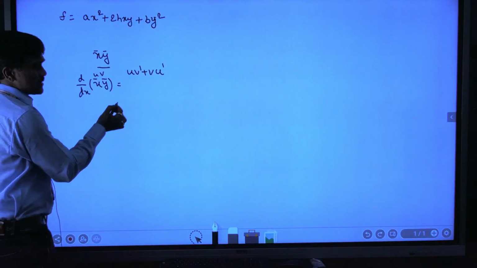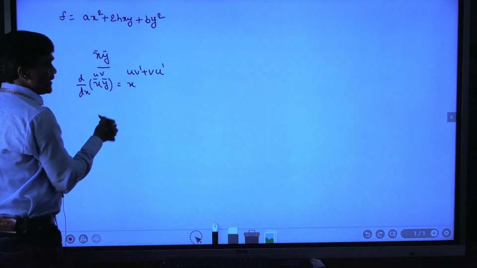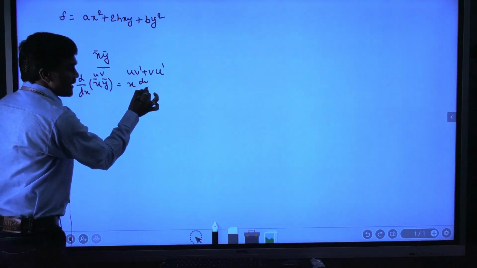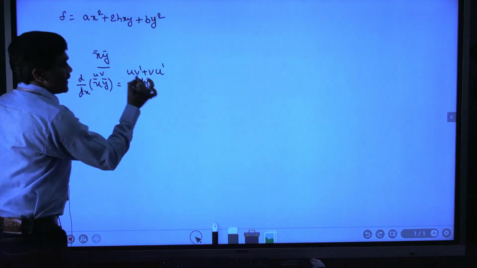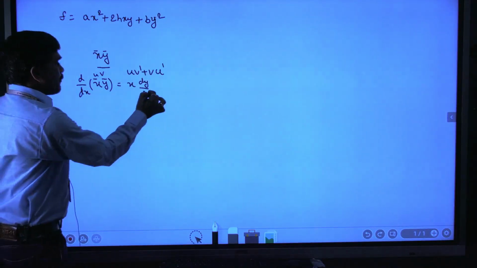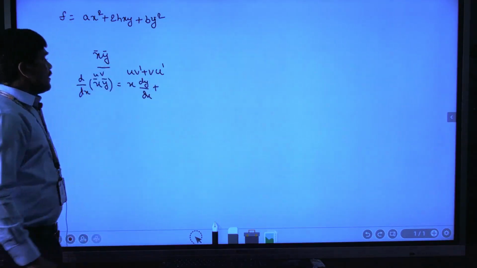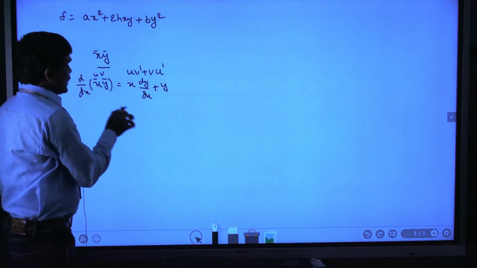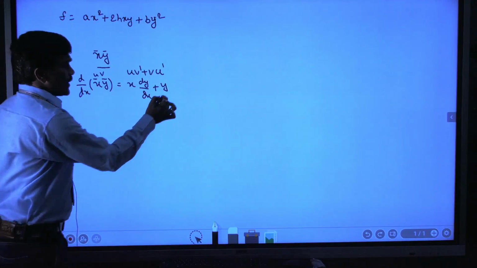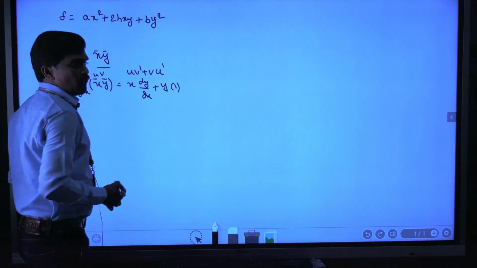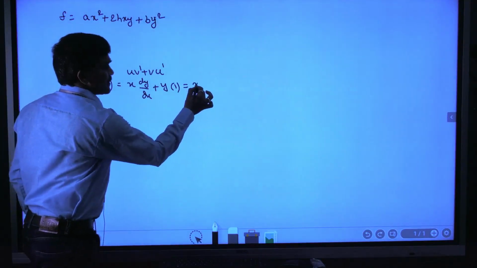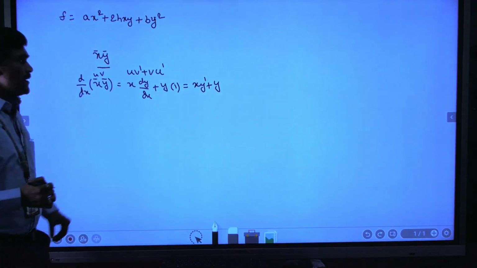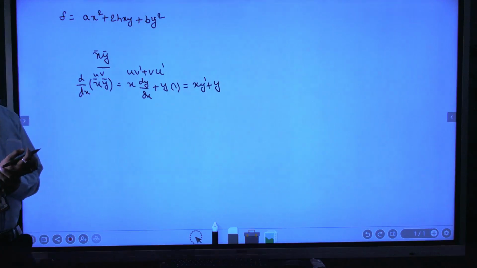Here x is u, so u into y derivative with respect to x, the ordinary derivative, is written as dy by dx. Plus v into, what is v here? v is y, and the derivative of x with respect to x is 1. So this is written as x y dash plus y. This is the ordinary derivative of xy.